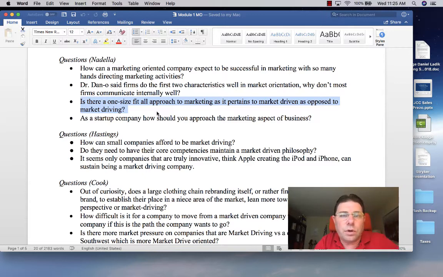Is there a one-size-fits-all approach to marketing as it pertains to market-driven as opposed to market-driving? No. There's been a number of questions similar to exactly this, market-driven versus market-driving. Okay. You can be market-driven. Market-driven is very much similar to the definition of market orientation. Market-driving is not. Tesla is market-driving. Apple is market-driving. These are companies that change the marketplace. There are other companies that don't change the marketplace but do a very good job of listening to customers and looking at competition and doing well in their industry.